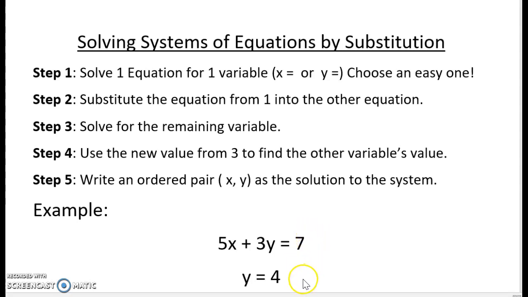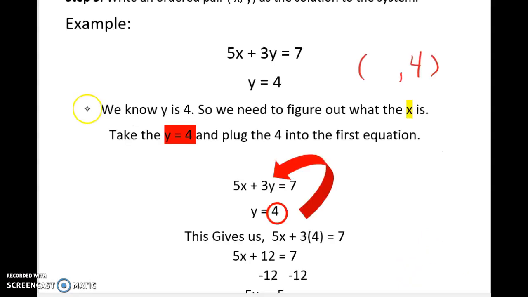You're given two equations. Step 1 was to solve for one variable. Look here, the second equation is already solved for y. We know that y is 4. And remember, we're looking for an ordered pair. x, y is our solution. We already know that y is 4, so we only need to find one more piece. So now that we know y is 4, because our second equation tells us that y is 4, we need to figure out what x is.